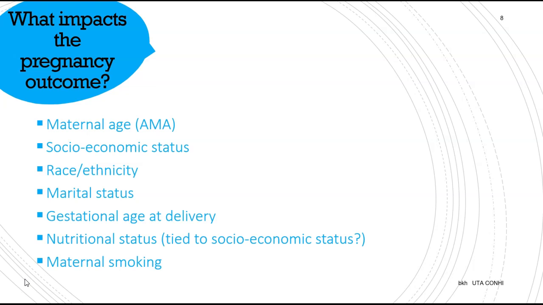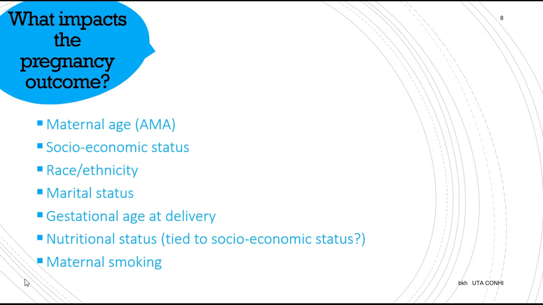The socioeconomic status. Does she have health care? Can she afford food? Can she afford safe housing? Race and ethnicity. We do know that there are variations in pregnancy outcome, just like there's variation in health outcomes based on race and ethnicity.